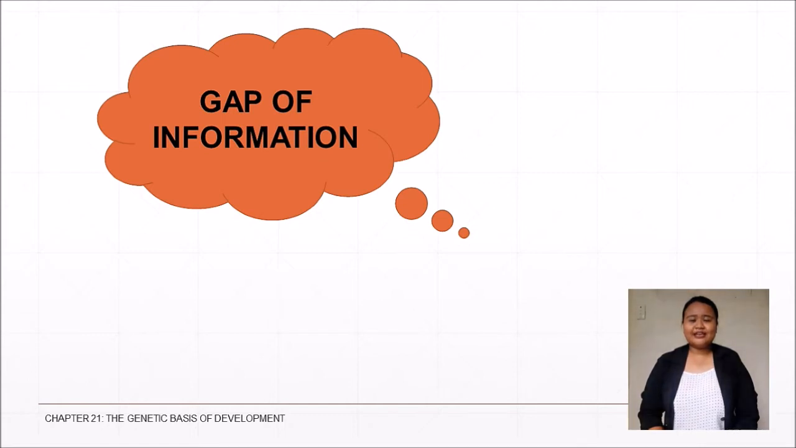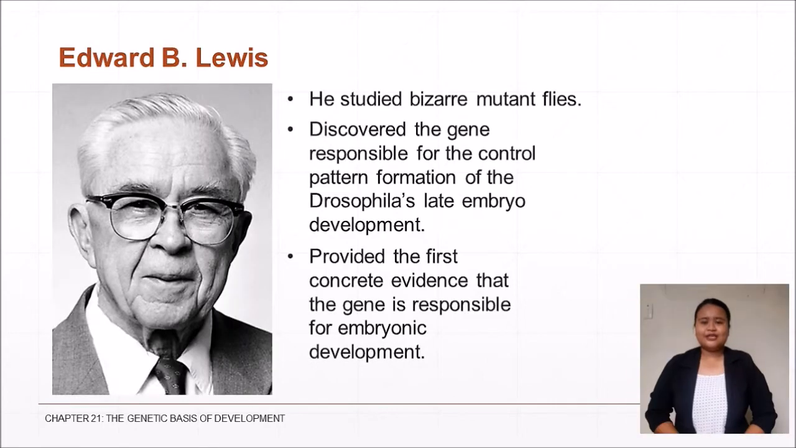However, during the 1940s, a visionary American biologist by the name of Edward B. Lewis filled this gap and showed everyone that the genetic approach can be used as a tool to investigate the development of a fruit fly. Lewis studied bizarre mutant flies with physical developmental defects and discovered the gene responsible for controlling pattern formation in the fly's late embryonic development. This research provided the first concrete evidence that genes somehow direct these developmental processes that embryologists have been studying for many years.